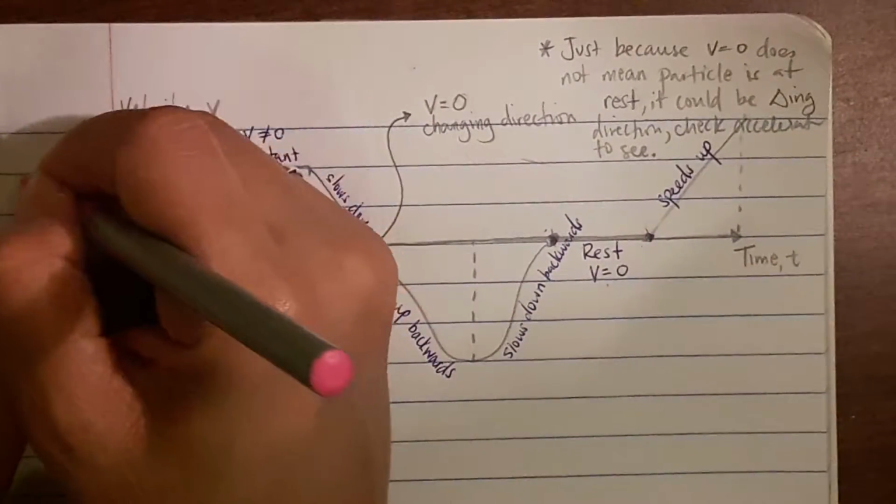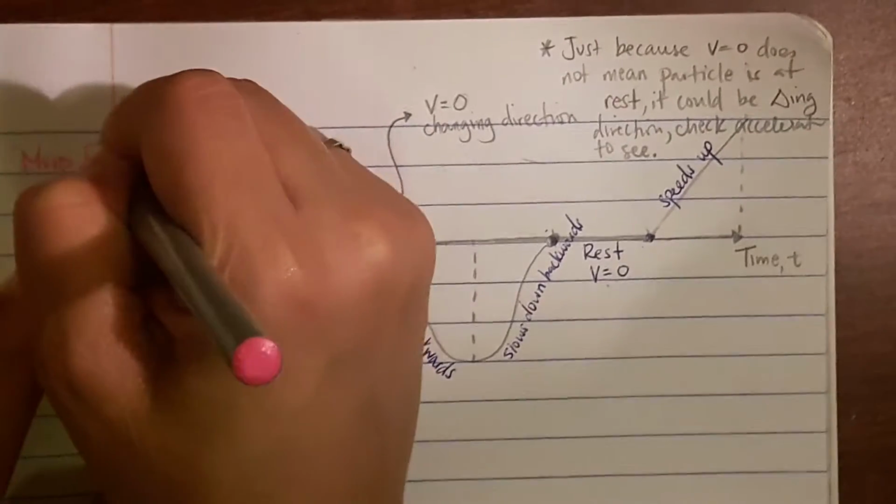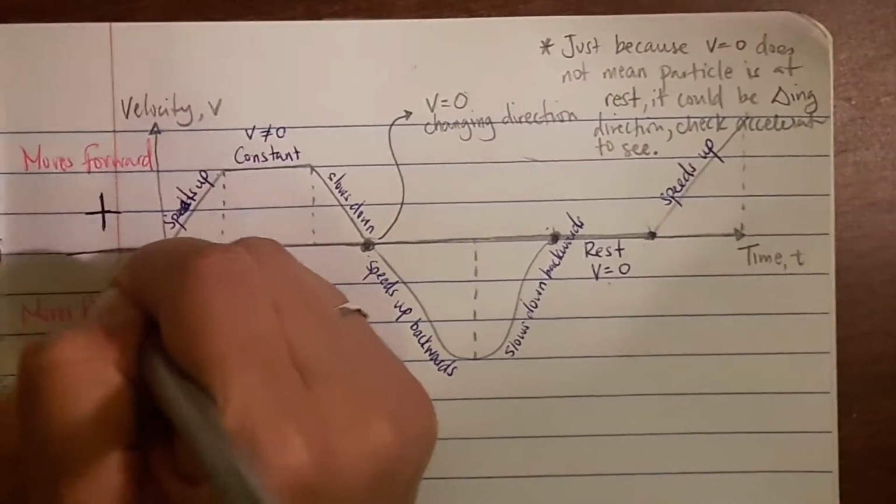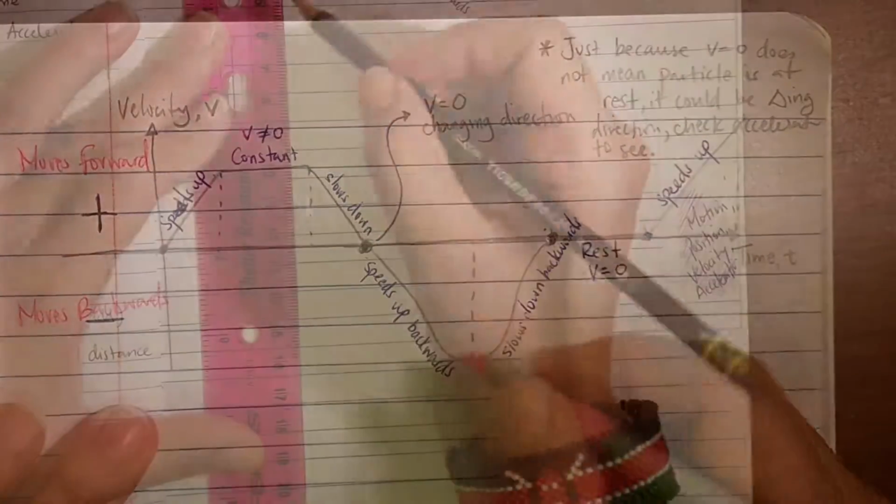Circle this entire note or put some kind of shape around it. Again, when velocity is positive, it's moving forward. When it's negative, it's moving backwards.